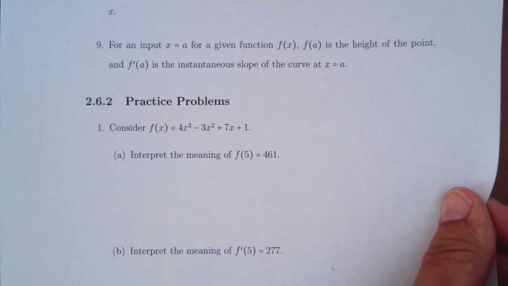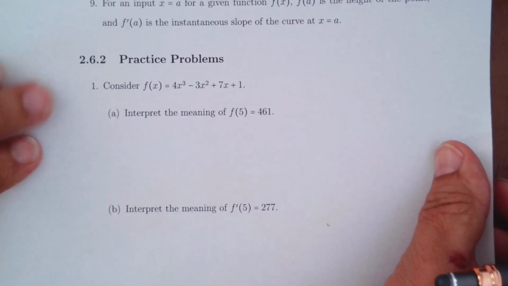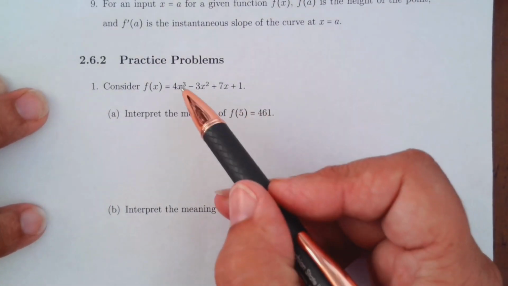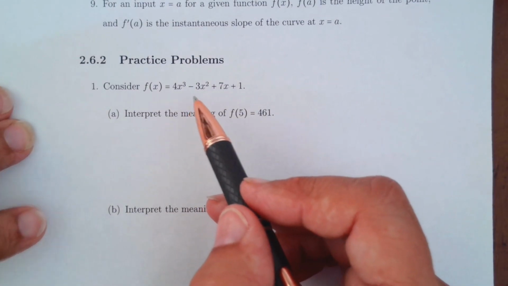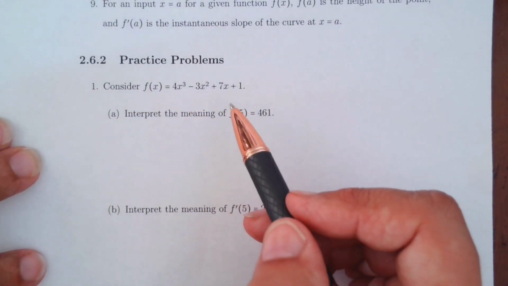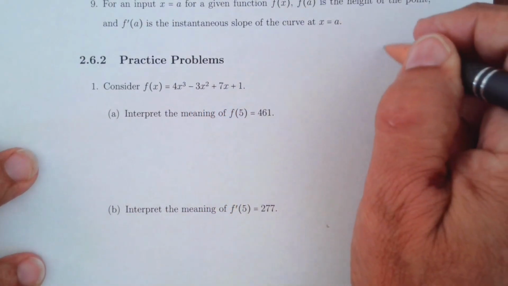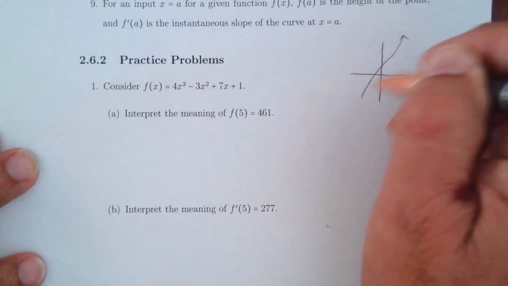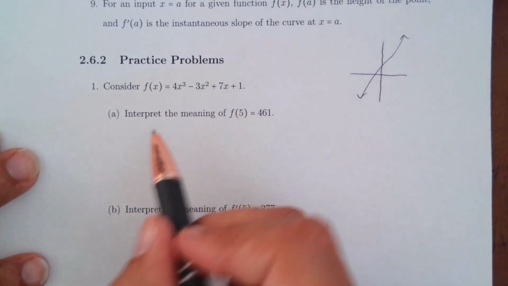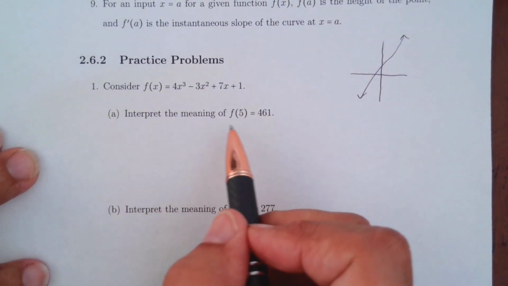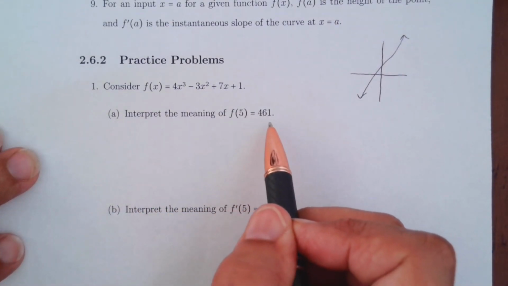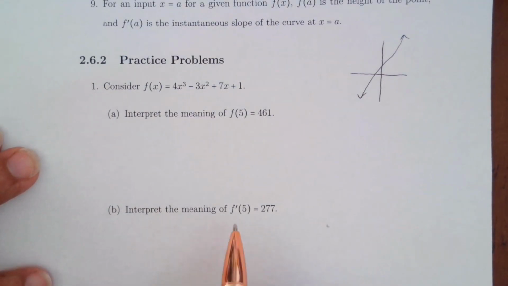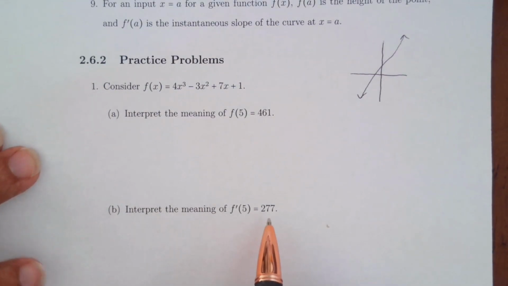So for number one, you're given a curve, a cubic function. F of x is 4x cubed minus 3x squared plus 7x plus 1. If you were to graph that, not that you need to, it looks something like that. It wants you to interpret the meaning of f of 5 equals 461 and f prime of 5 equals 277. Just in your own words, how would you write what that means?